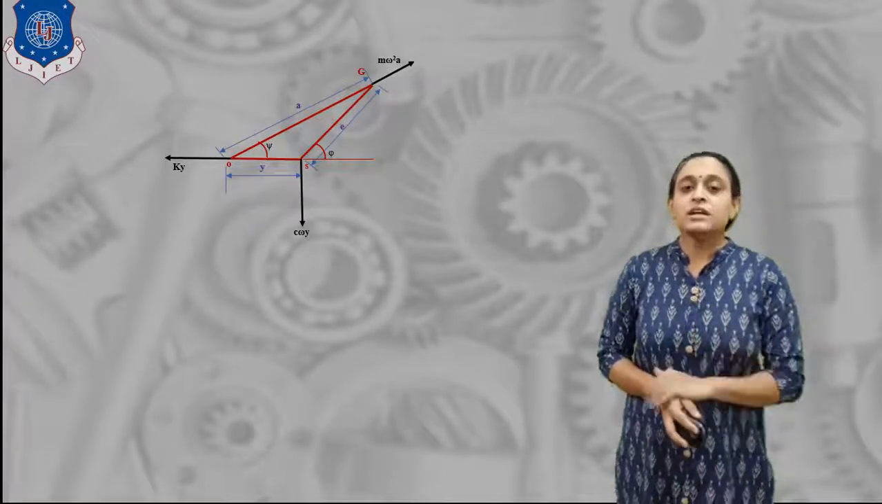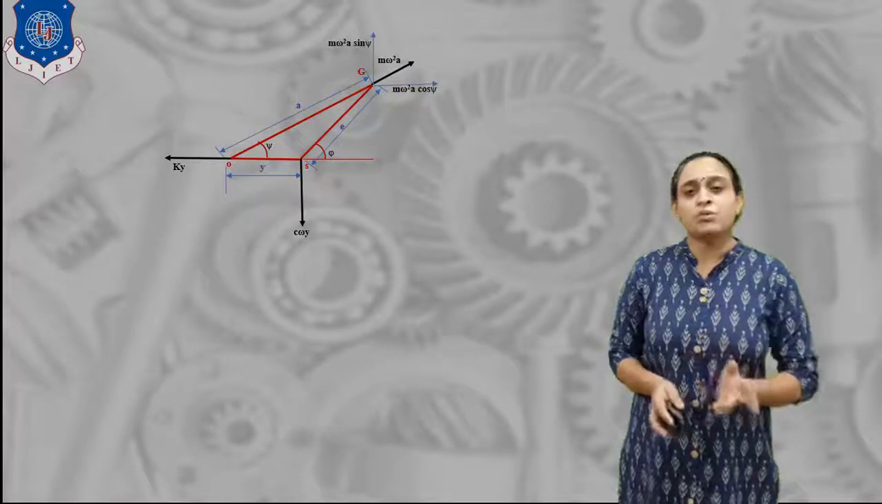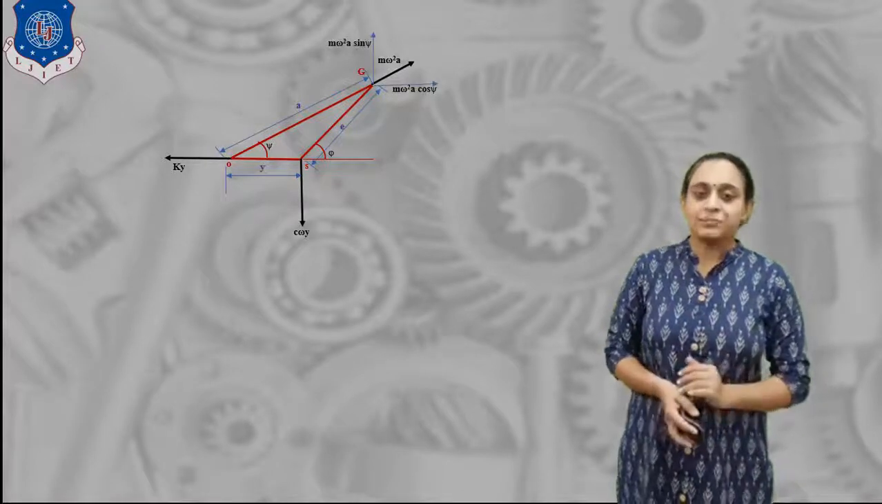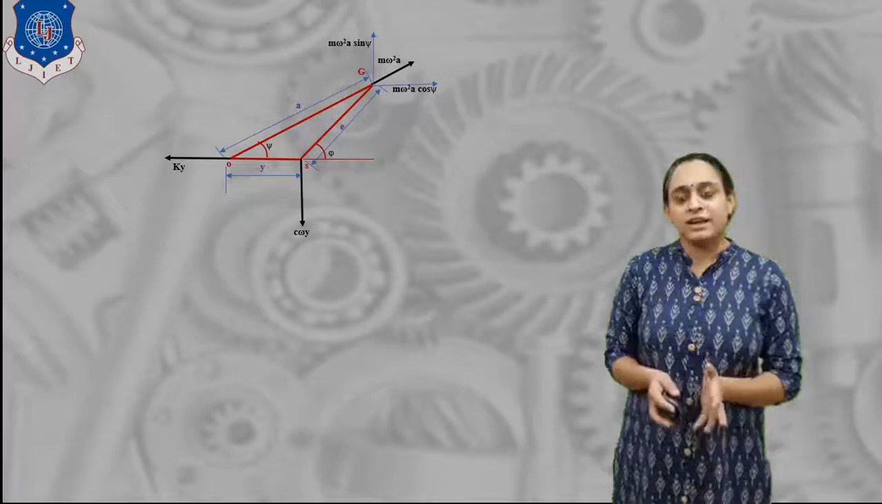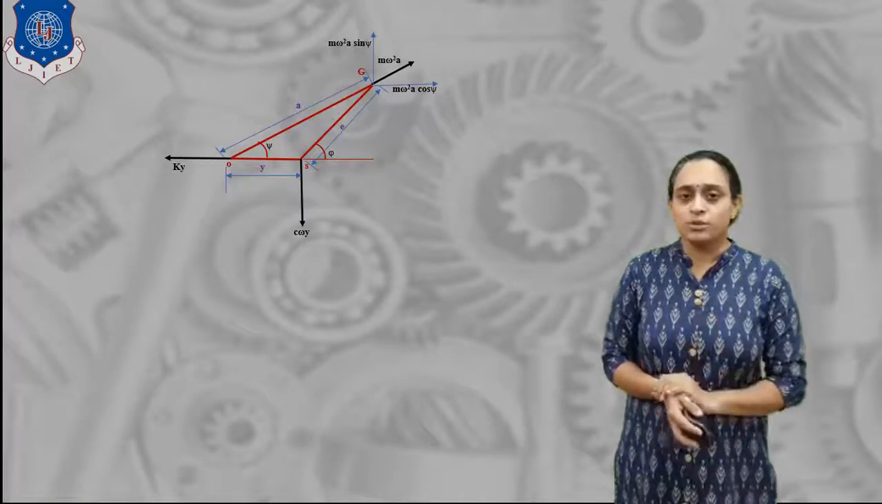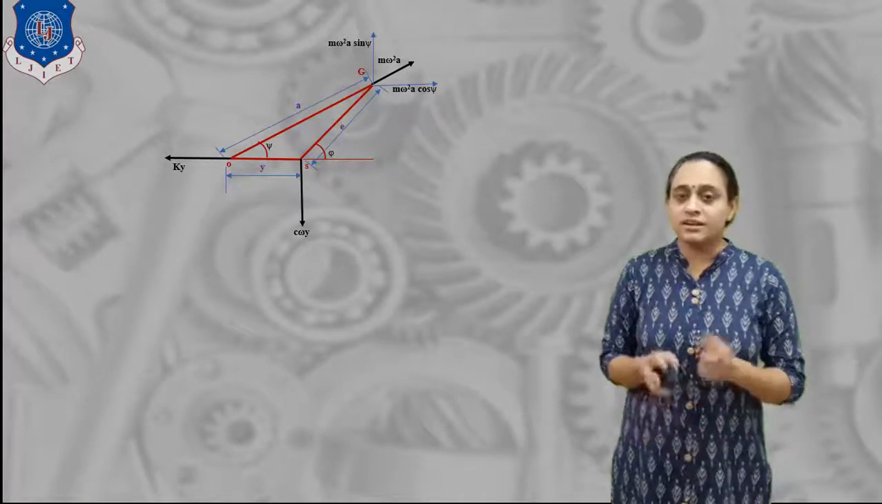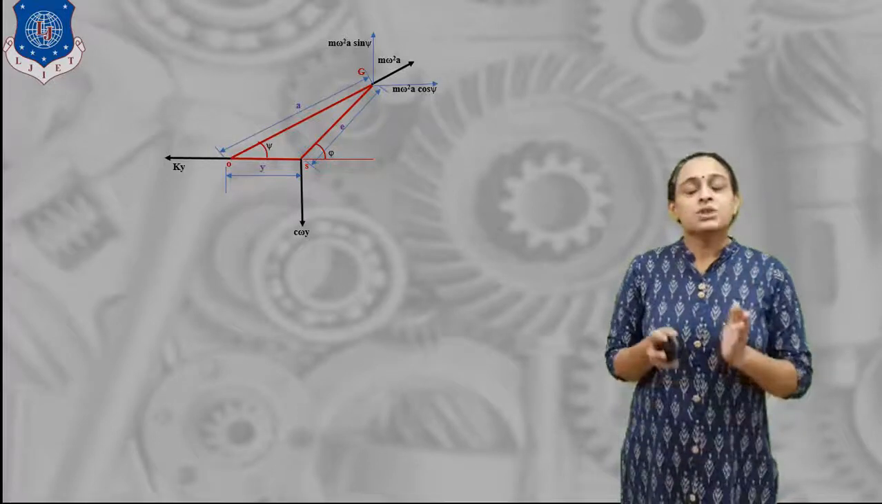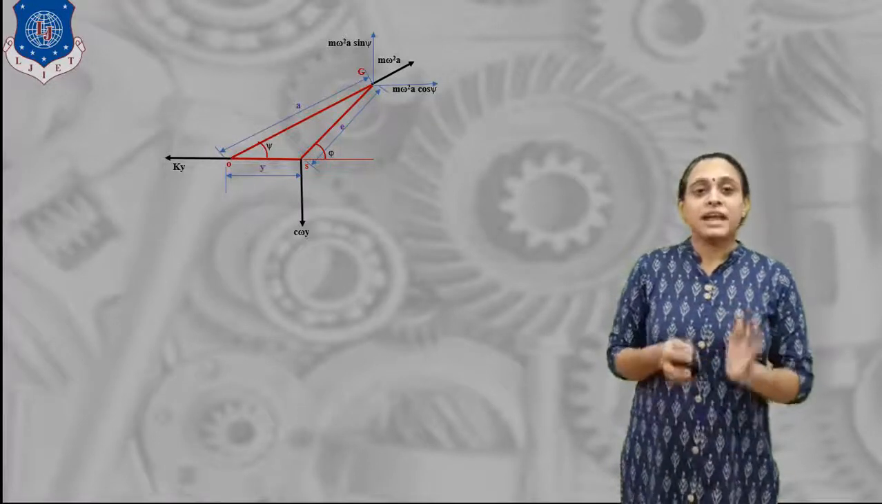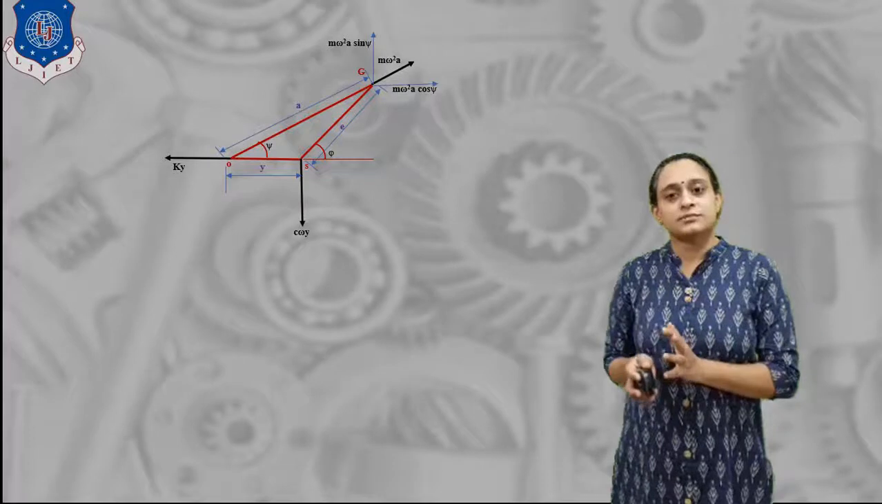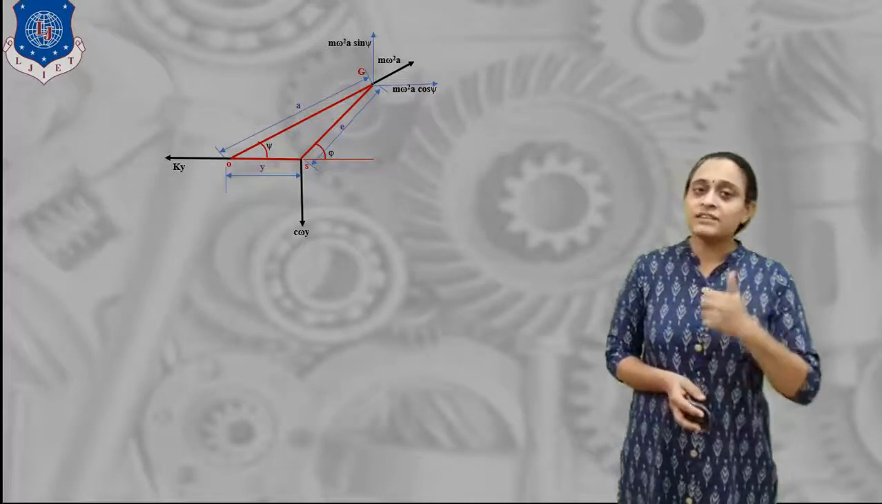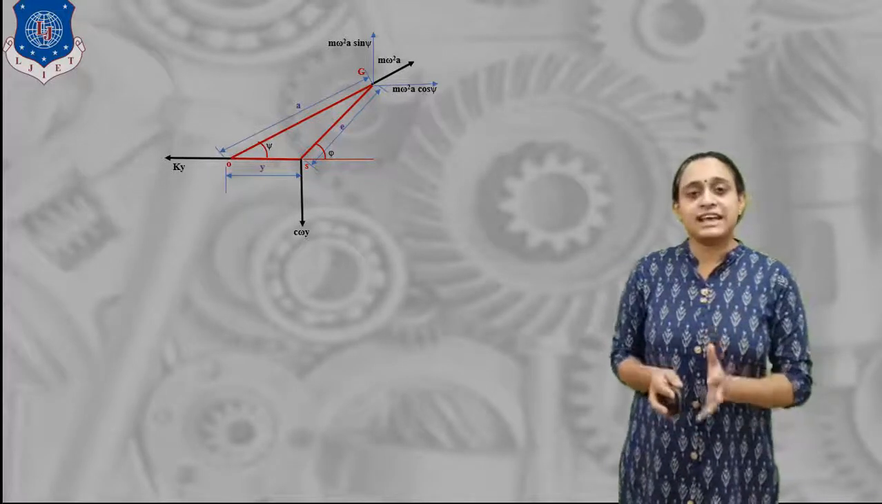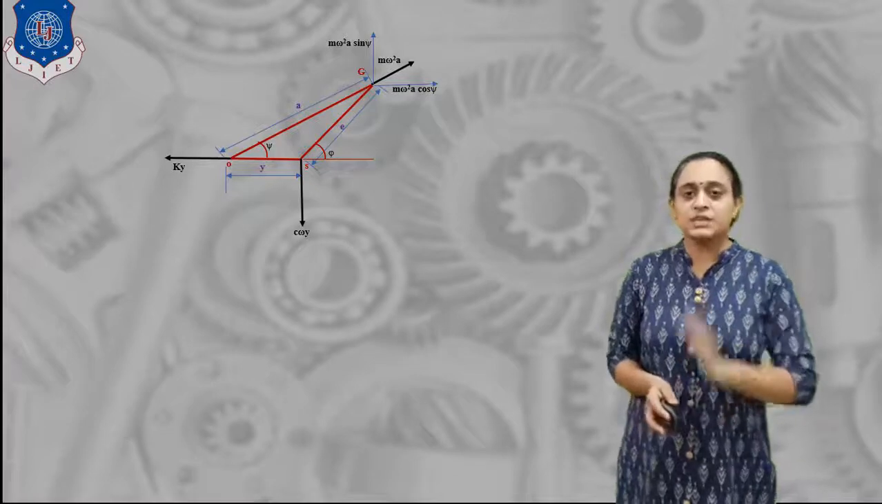Okay. Now let us consider both the components of m omega square a. Here m omega square a has two components, one horizontal and another one vertical. The horizontal component is m omega square a cos psi. And what is the vertical one? m omega square a sin psi. Okay, as you see in this diagram.